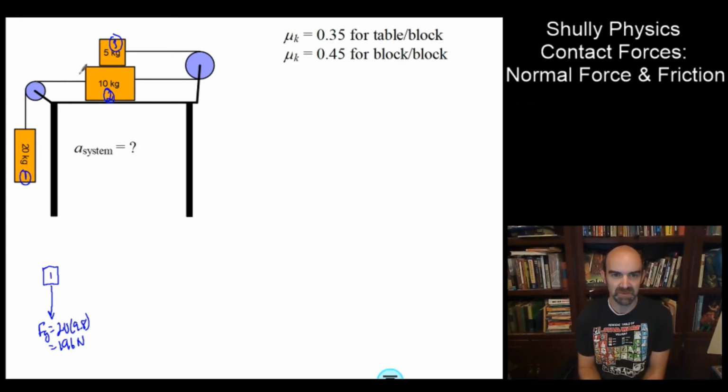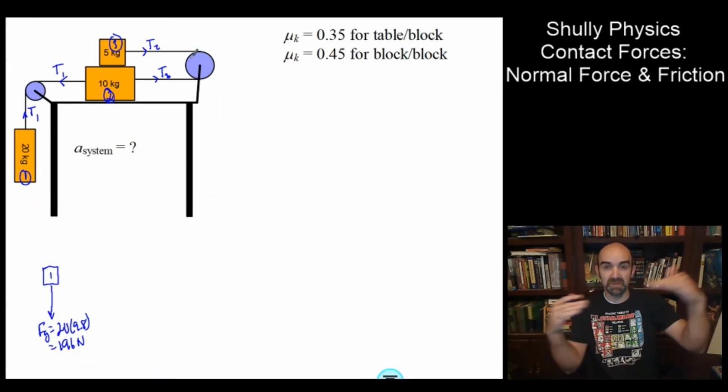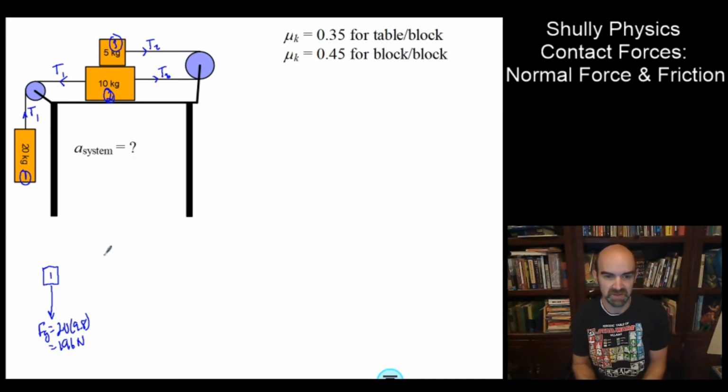Now, there's a tension here, and there's going to be a different tension here. So I'm going to call this one T1, and we'll call this one over here T2. It might look a little funky here, but T2 is also to the right up here. The pulley changes the direction there. If you look at the pulley, this tension is going into the pulley, and this one's also going into the pulley from opposite directions. So these are in opposite directions.